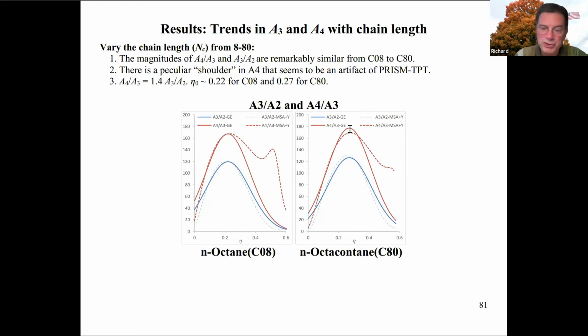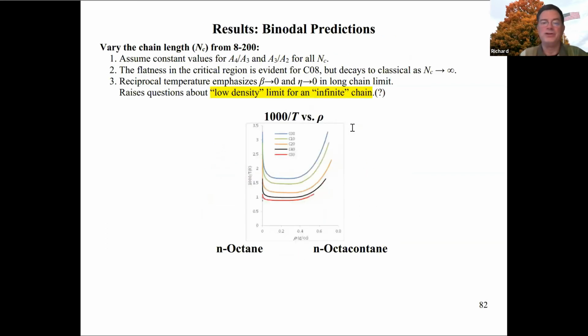And here's an interesting thing. When we think about just that ratio at C80, this one peaks out at about 165. This one peaks out at about 180. Those things are not that different. So the ratio as we go up in chain length isn't changing that much. And so that's very good to know.